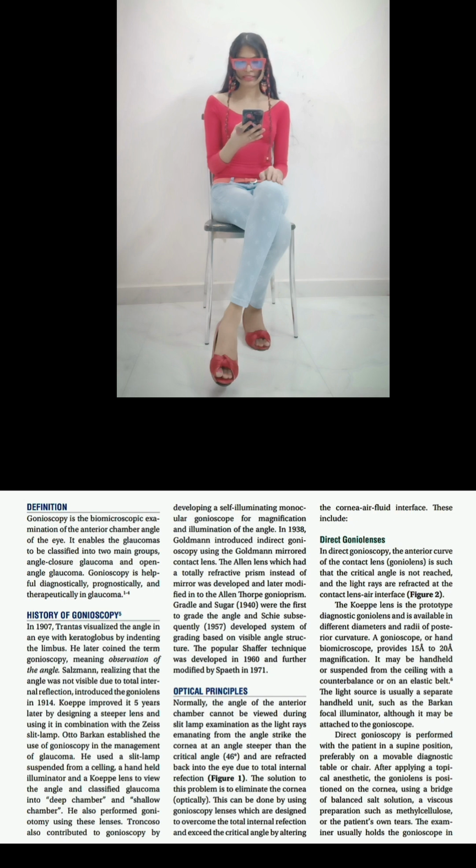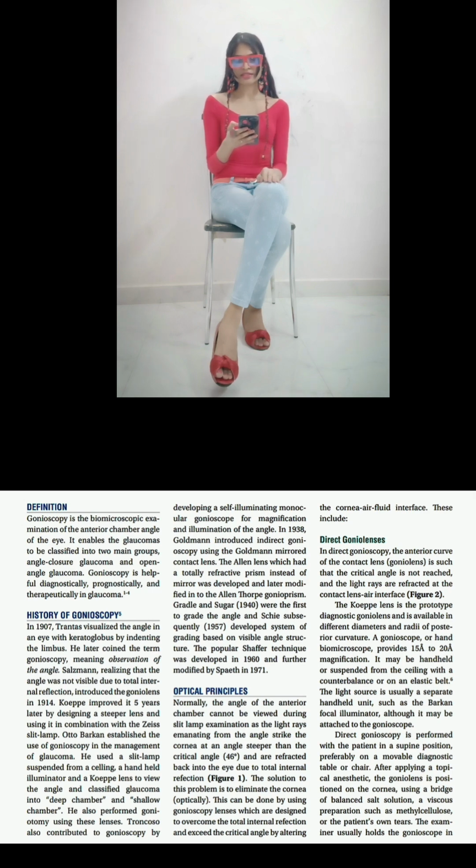He used a slit lamp suspended from a ceiling, a handheld illuminator, and a Koeppe lens to view the angle, and classified glaucoma into deep chamber and shallow chamber. He also performed goniotomy using these lenses. Troncoso also contributed to gonioscopy by developing a self-illuminating monocular gonioscope for magnification and illumination of the angle. In 1938, Goldmann introduced indirect gonioscopy using the Goldmann mirrored contact lens.